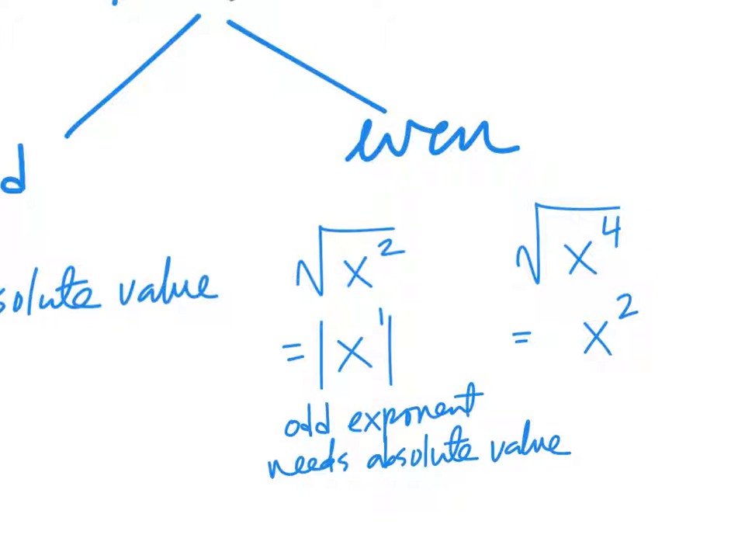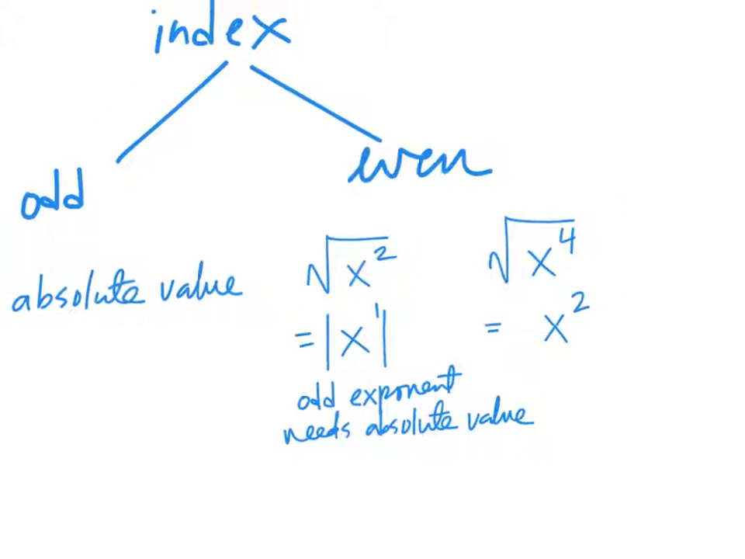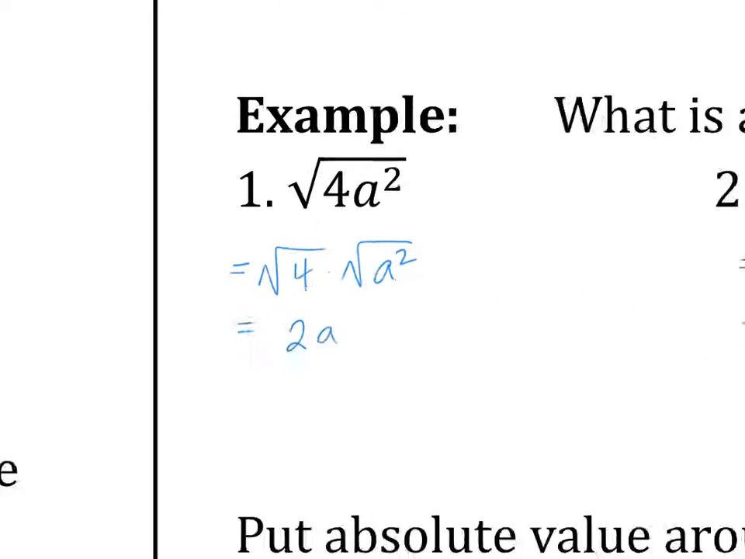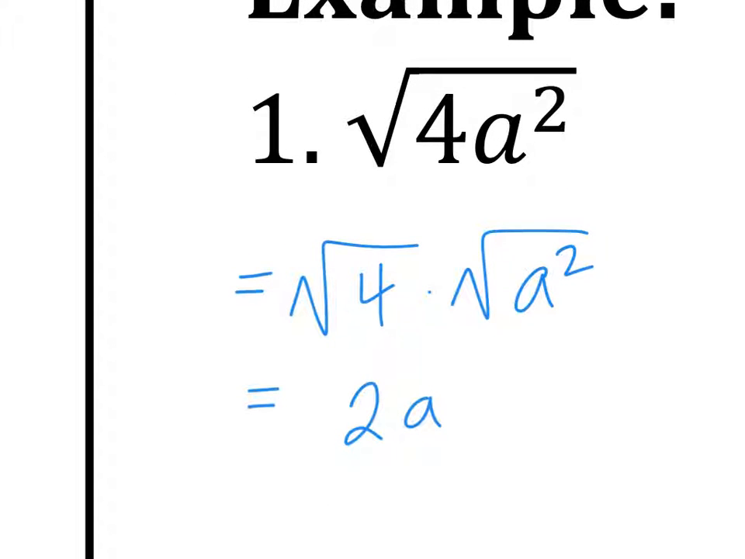All right, so let's go back to our previous problems and check which ones we need absolute values and which ones we don't. Okay, so let's look at number 1. First, check index. Is the index odd or even? Even. Okay, now check the answer. Is there any exponent that is odd? Yes. A is to the first power, right? So does it need an absolute value? Yes. Because we don't want A to be negative.